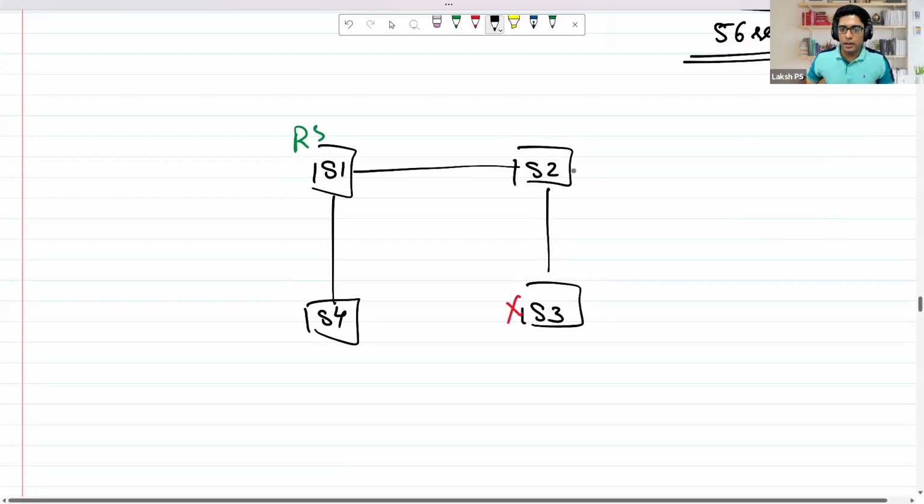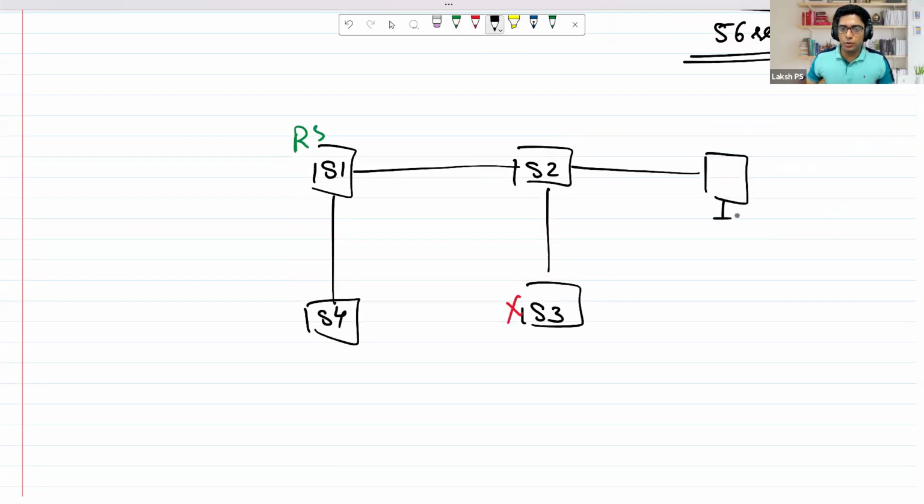Now let's say I connect a PC to switch number 2. The moment I connect a PC to switch number 2, this interface is going to take 32 seconds to come up. Okay, I don't have that patience. I literally do not have that patience to wait for 32 seconds.